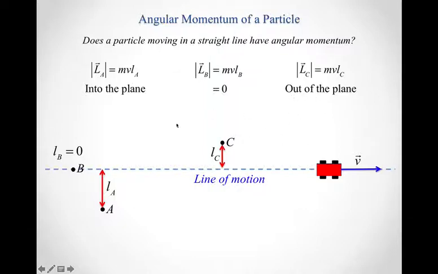So if you think about this as a picture where we're looking down, a bird's eye view of us looking down on the car and these observers, then the angular momentum for the observer at point A will point into the screen, and the angular momentum for the observer at point C will point back up out of the screen at us.